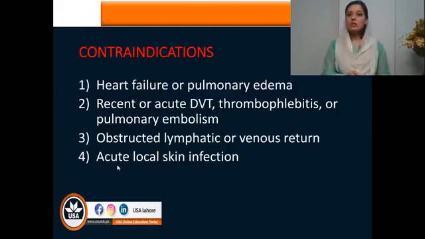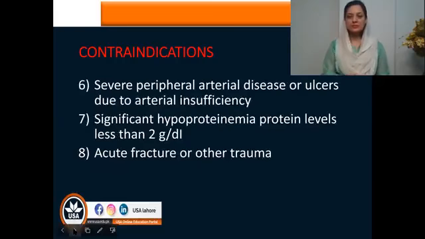We should not use compression therapy in obstructed lymphatic or venous return. We should not use compression therapy in acute local skin infections. Similarly, we must not use compression in severe peripheral arterial disease or ulcers due to arterial insufficiency. And you should also not use compression therapy in case of significant hyponatremia or protein levels less than 2 grams per deciliter. And next, we should not use it in acute fractures or other traumas.